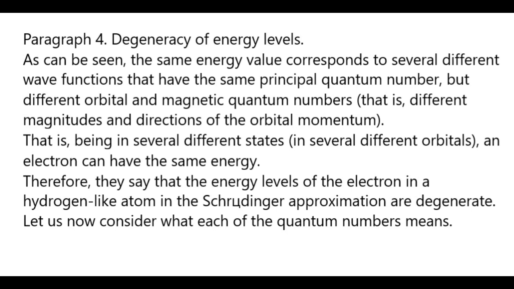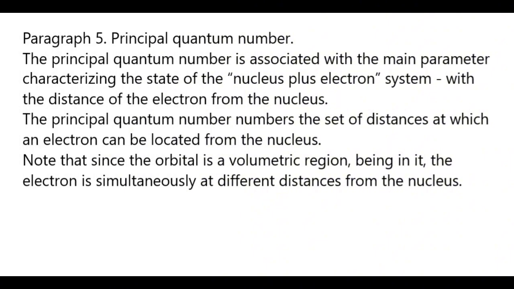Therefore, they say that the energy levels of the electron in a hydrogen-like atom in the Schrödinger approximation are degenerate. Let us now consider what each of the quantum numbers means. Paragraph 5. Principal quantum number.